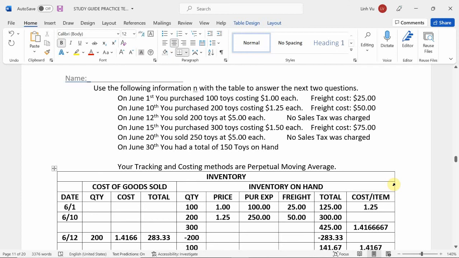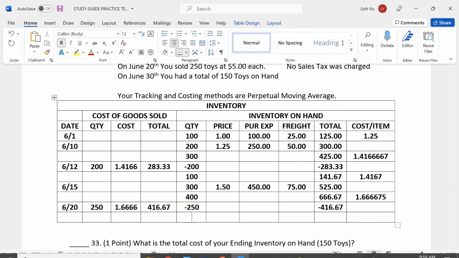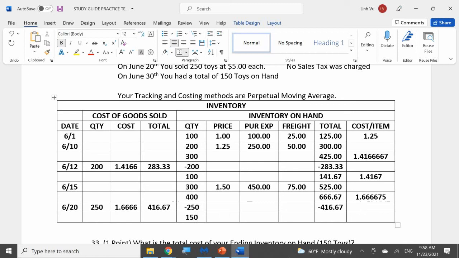So then June 20th rolls around and you end up selling another 250 units. On June 20th, we end up selling 250 units at $1.666675. It's how many sixes? Is it four sixes? Yes. Okay, four sixes. Right? So then in this case, what is my total amount of cost of goods sold? $416.67. So then if I subtract 250 units and I subtract $416.67, then my new ending balance here is going to be 150 units at a total here.